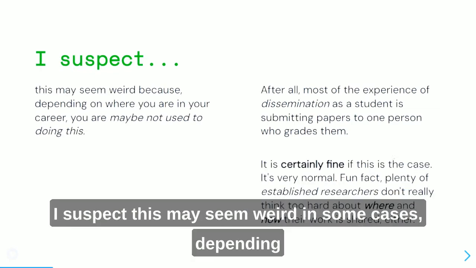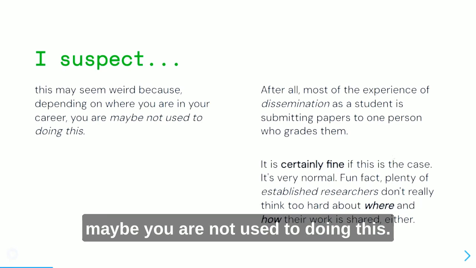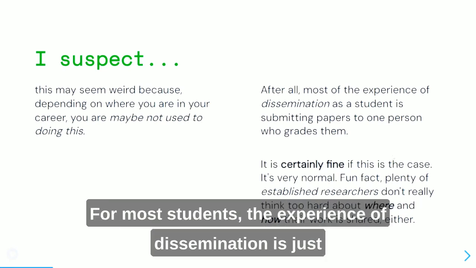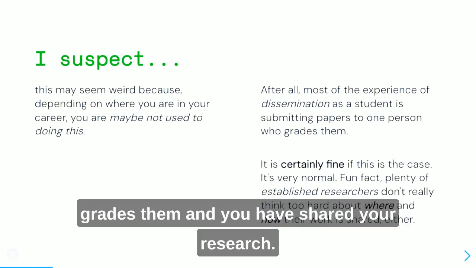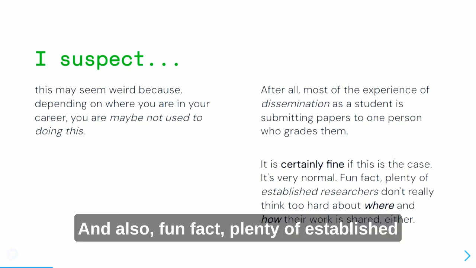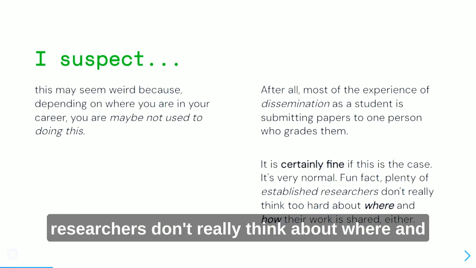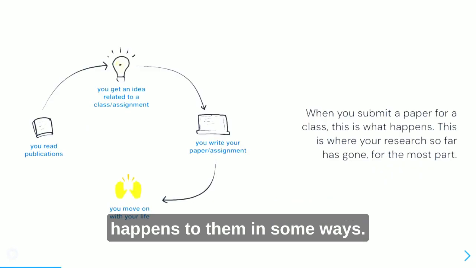I suspect this may seem weird in some cases, depending on where you are in your graduate school journey, because maybe you are not used to doing this. For most students, the experience of dissemination is just handing in a paper to the one person who grades them, and you have shared your research. That is all you really do. And it's fine if that's the case. That's really normal, right? And also, fun fact, plenty of established researchers don't really think about where and how they share their work either. It's just sort of a thing that happens to them in some ways.